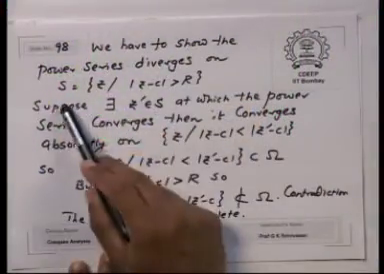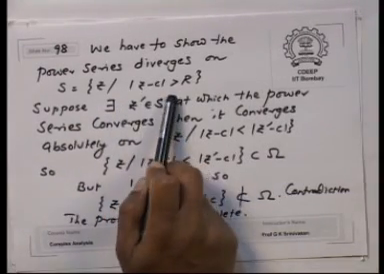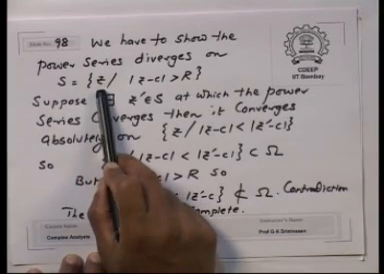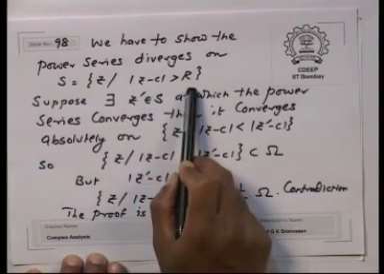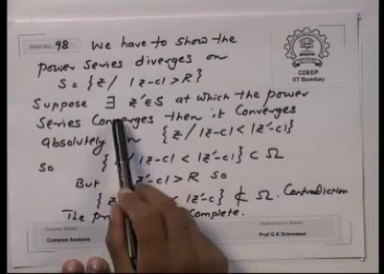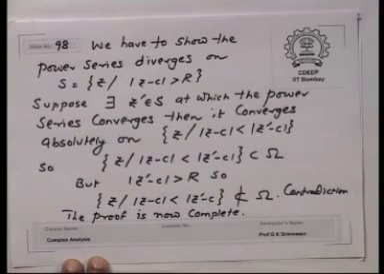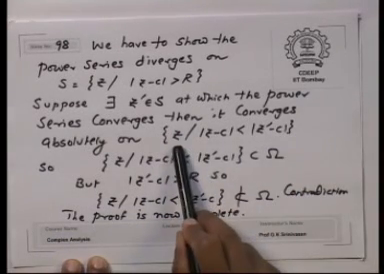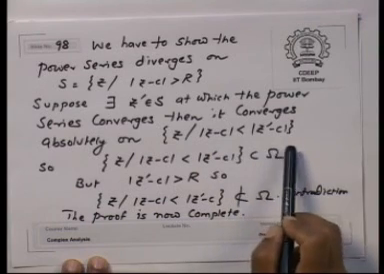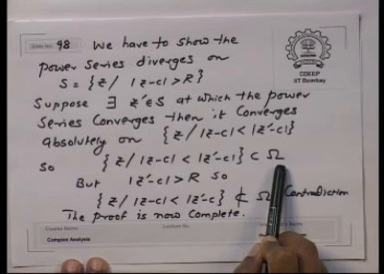We have to show that the power series diverges on the open set complementary to this. That is, on the set S of all z such that |z - c| is bigger than R, the power series must diverge. Suppose not, suppose there were a point z' at which the power series converges. Then by the previous theorem, it converges on the disk |z - c| < |z' - c|. So, this disk is contained in omega because omega is the union of all open disks on which the power series converges.